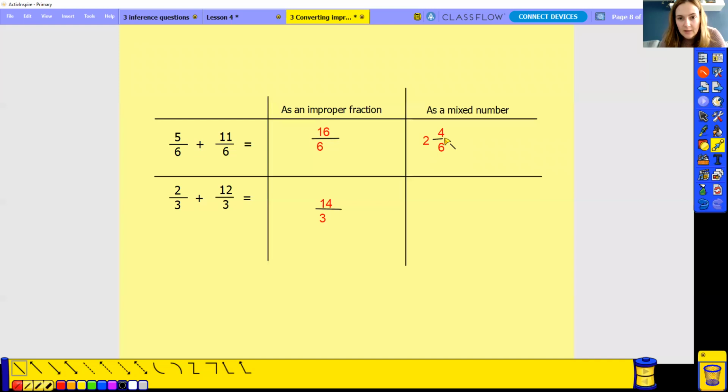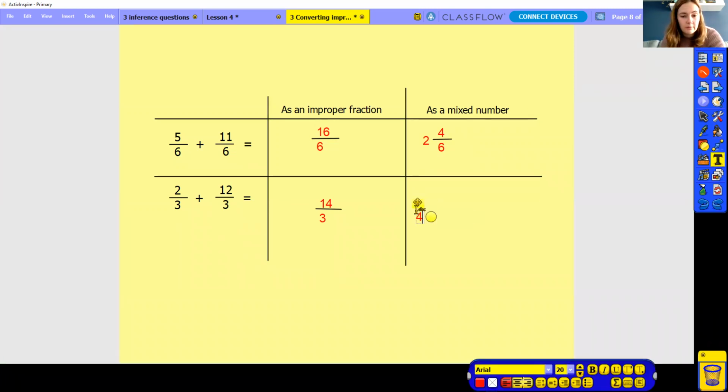Okay, let's have a look at the second one now. The second one, we had 14 over 3. So how many groups of 3 are in 14? So we've got 3, 6, 9, 12. That's 4 full groups. We've got 4 groups of 3. And then the difference was, it's 14, and we said 12 was the closest one. So there's 2 thirds left over. So it's 4 and 2/3.